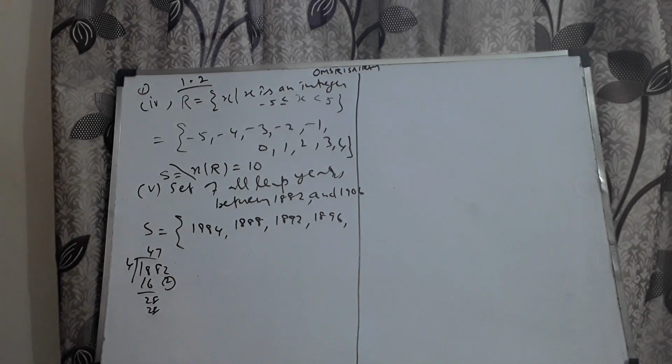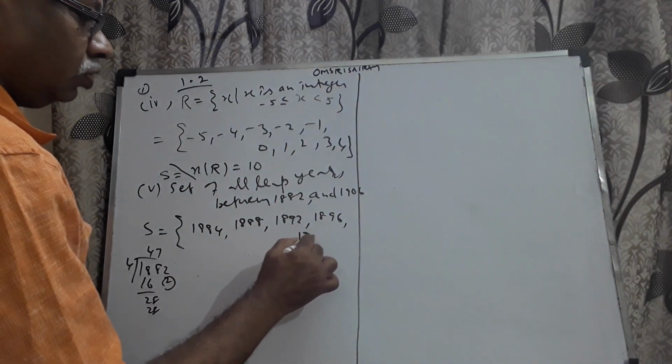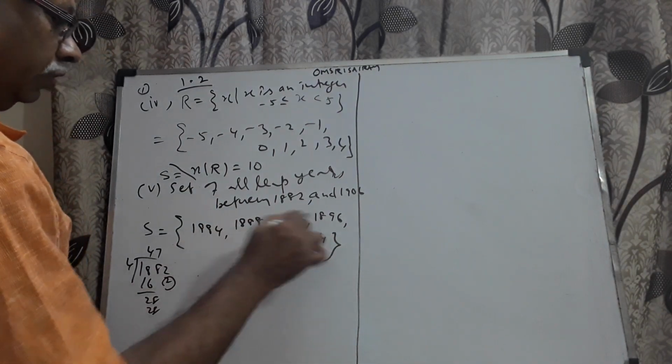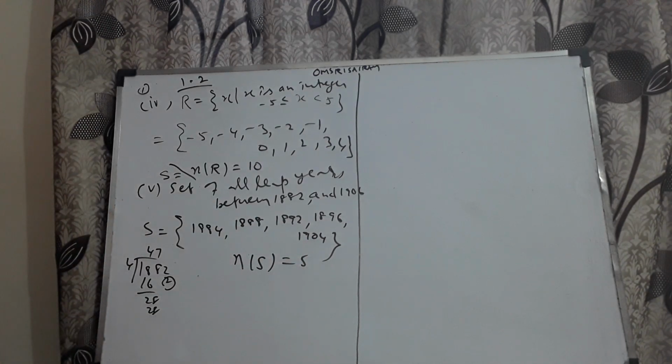Whereas 2000 is a leap year. It is divisible by 4 as well as 400. And therefore after 1896, I should add only 1904. 1, 2, 3, 4, 5. For n(S), here it will be 5. If anybody adds 1900, the answer will be 6, which is wrong.